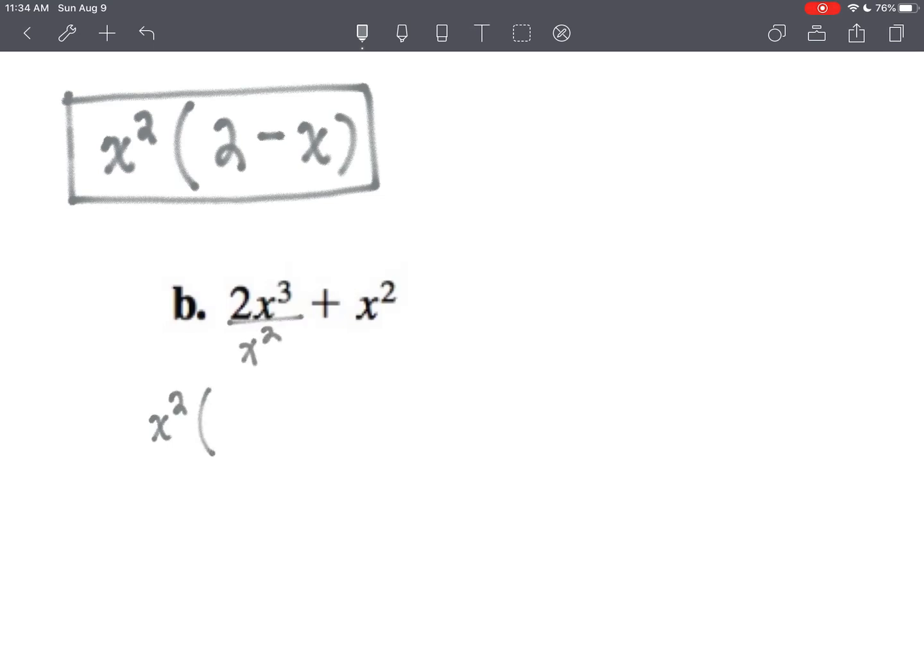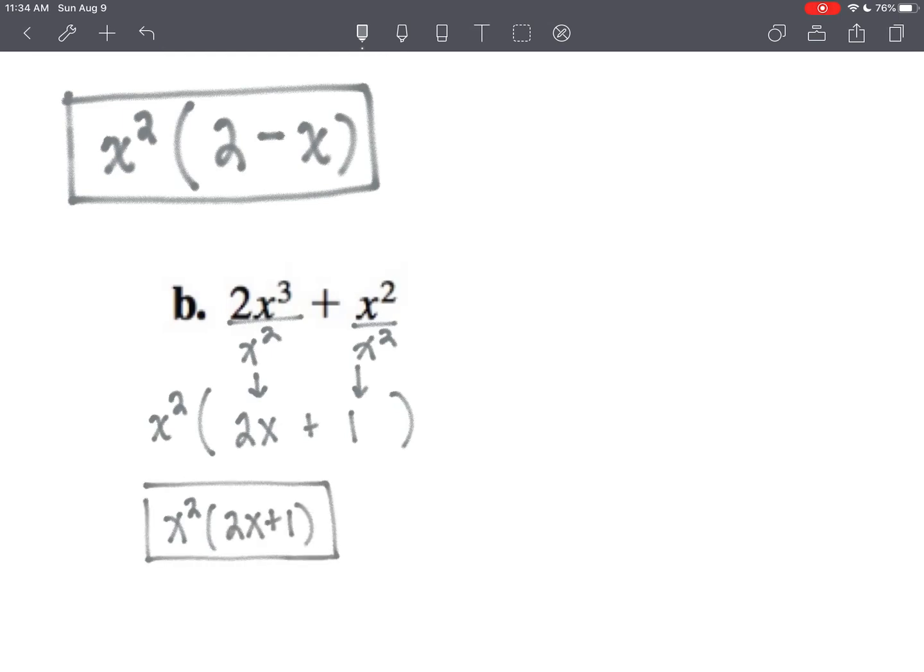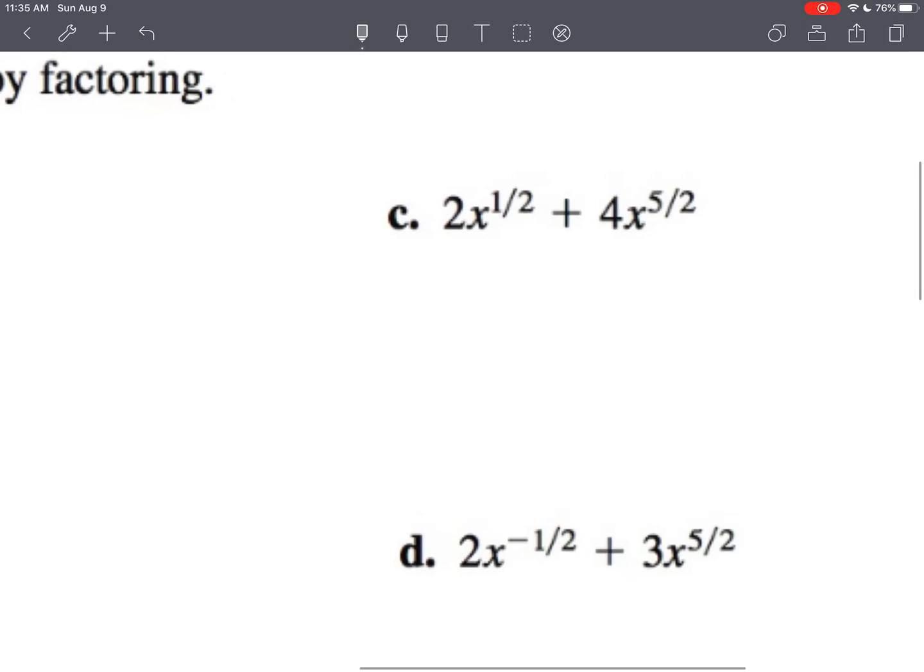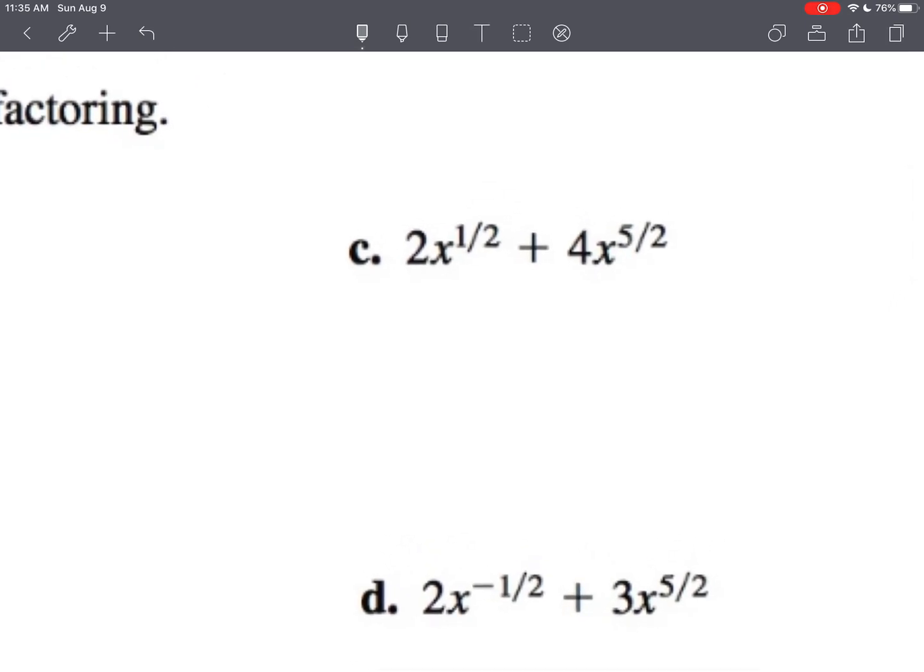So I'm going to divide out an x squared to see what is left in parentheses. We've got 2x for the first term, and then the second term is 1. So x squared times the quantity 2x plus 1. And you were probably doing this really well without showing any work, which I appreciate. However, let's make sure that you can do this with rational exponents.